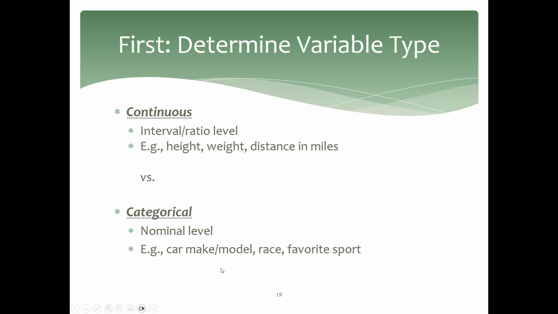Categorical variables are often nominal level, which means that there may be categories associated with that variable, but they're not ordered or naturally numeric. For example, if I ask you about your car make and model, or your race or favorite sport, those may be classified into groups or categories, but they do not have a numeric ordering. Many of our demographic variables that we collected for our survey will have a categorical nature to them. You might remember those yes or no type variables.